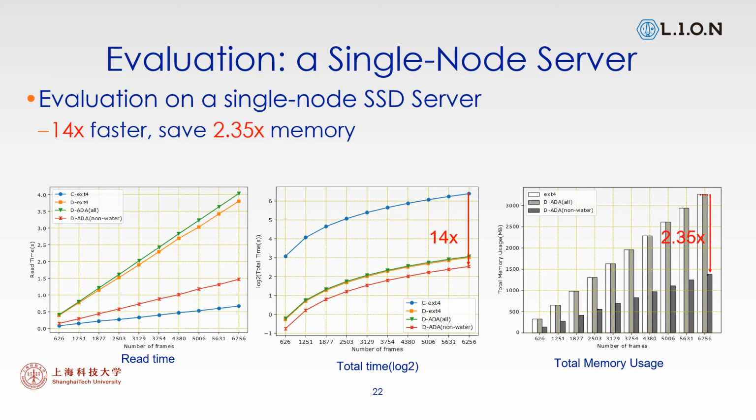Here is the evaluation result including read time, total time, and total memory usage. The prefix C or D means compressed data or decompressed data. The suffix shows the file system and transferred data type. For example, DADA non-water means this test group transferred the decompressed non-water data using ADA. On the single node server, ADA achieves 14 times faster and saves 2.35 times memory compared to ext4.